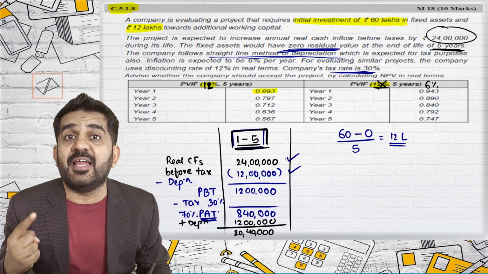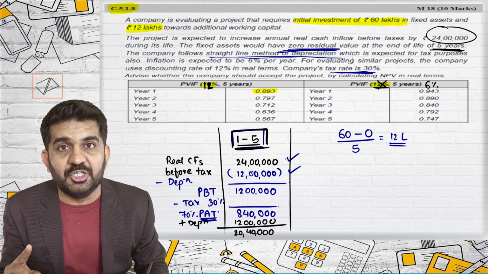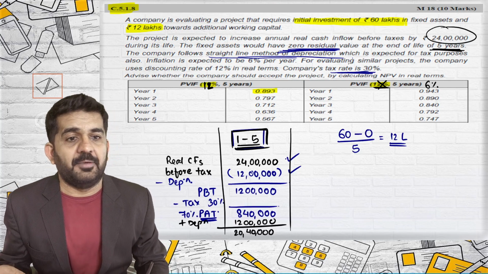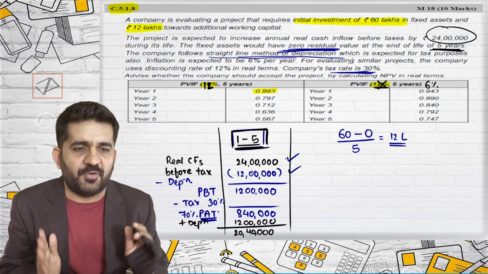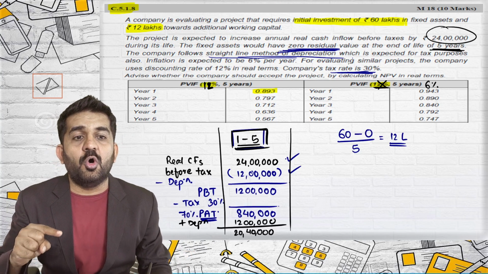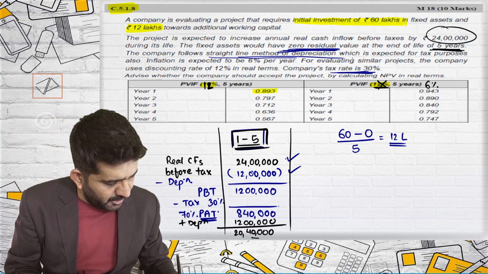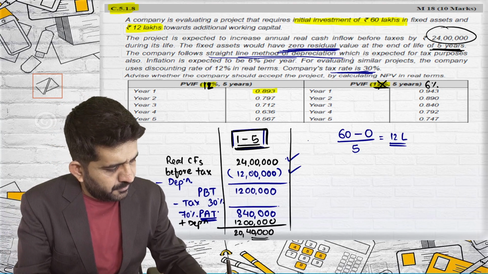Depreciation is by straight line method. In straight line method, depreciation remains same every year. So that figure is also same. There are no other figures except taxation. So all the figures are same for all 5 years. As I told you, as this is first lecture, I am giving you another method of finding out this 20,40,000 also that we have done in classroom.